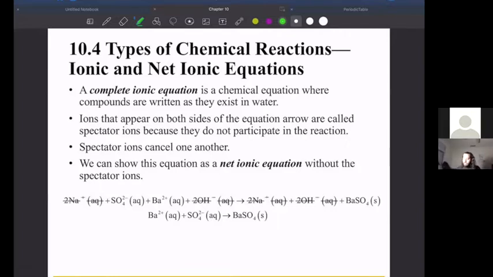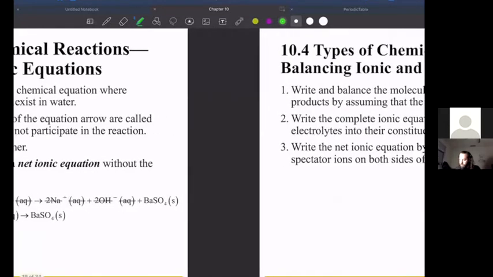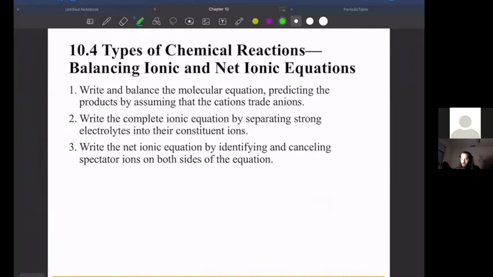Okay. Here's an example of going from a complete ionic equation to a net ionic equation. I think it'd be just better for me to start from scratch here. So what we're going to do is write our balanced chemical equations first by predicting that there was this trade of anions or trade of cations, right? Doing the swap. And then we're going to separate the aqueous compounds into their constituent ions. All right, so what do I mean by that? Let's just do one from scratch here. So what happens when I mix silver nitrate and sodium chloride?